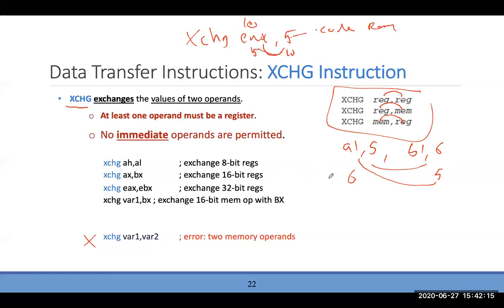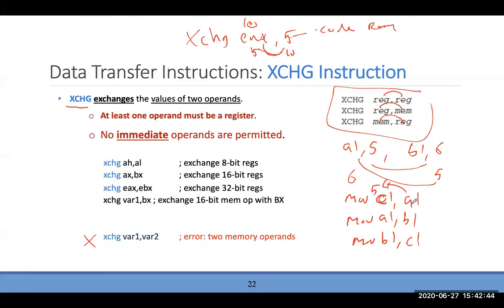So if we don't have the exchange, we have to use the move, right? We're going to say move CL, AL. And we're going to say move AL, BL. And then we're going to say move BL, CL. Do you see what I'm talking about? First you kept the value of AL in CL, so CL has 5.